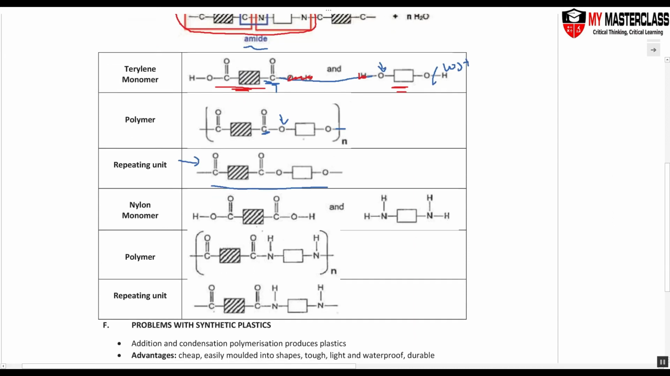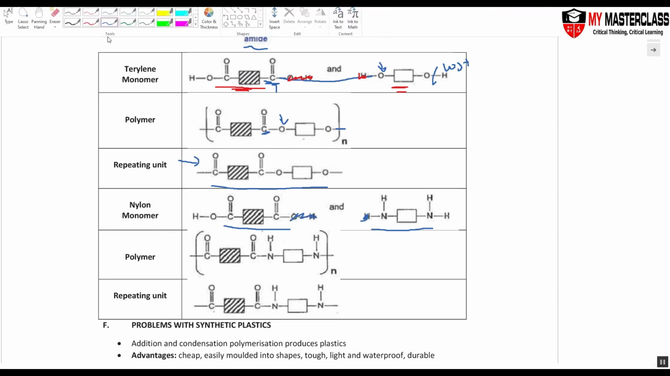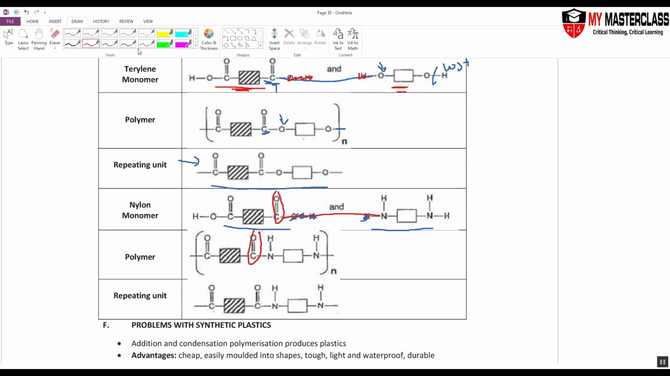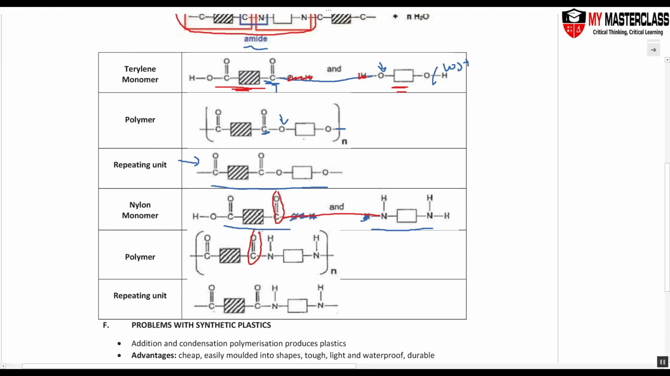For your nylon monomers, you have a dicarboxylic acid and a diamine. What is going to happen? OH is lost, H is lost. Join it up together. Your C joins to the N directly. So this C double bond O will go and join to the N immediately, the NH, and your NH joins to the white box immediately. This H will be lost, so don't write. This OH will be lost, don't write. This is your polymer, bracket n, and your repeating unit is whatever is inside the brackets.